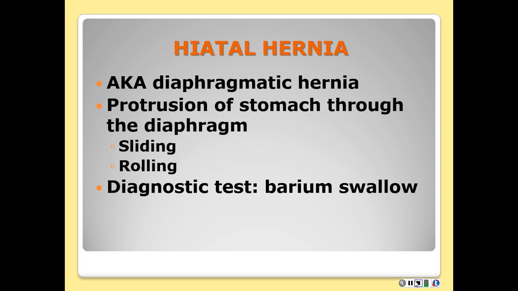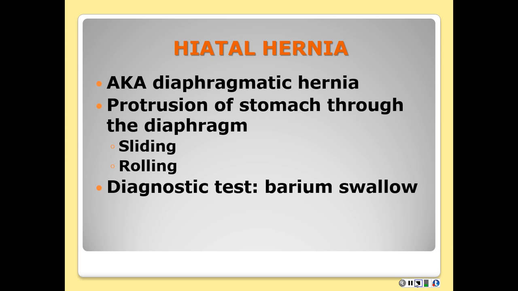Hiatal hernia is another esophageal problem. You may also hear this called a diaphragmatic hernia. This is where part of the upper part of the stomach actually protrudes through the hole in the diaphragm. It may be a sliding or a rolling. Okay. Sliding just means the junction and part of the fundus slides up through there, and the hernia moves freely. Okay, the whole thing moves up and down. When we're talking about a rolling, the esophagus stays where it's supposed to, but the stomach rolls up. Okay, so it rolls up over the end of the esophagus.